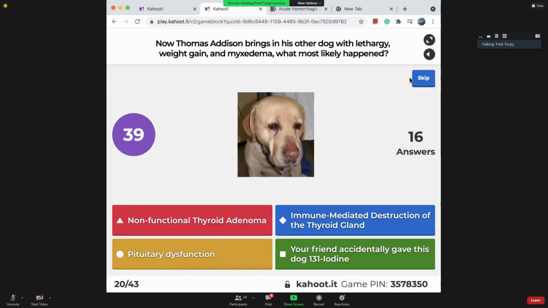So what's the most common cause of this condition that is described? And 2 of these answers could be right.